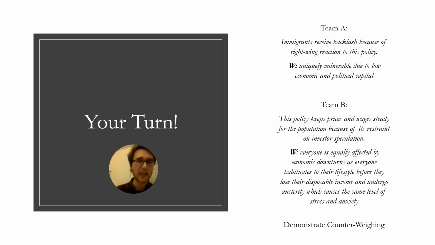So that's an exemplification of demonstrating counterweighing, but also using ideas of flippancy and rebuttal to show why equality's effects could actually be true for economics, but certainly aren't true for what Team A are talking about.